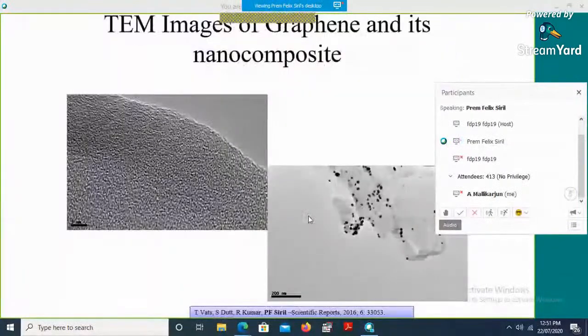TEM also can be used for studying, say, composites of graphene. In this case, it's a palladium nanoparticle supported on graphene, showing the palladium nanoparticle and its uniform distribution on graphene.